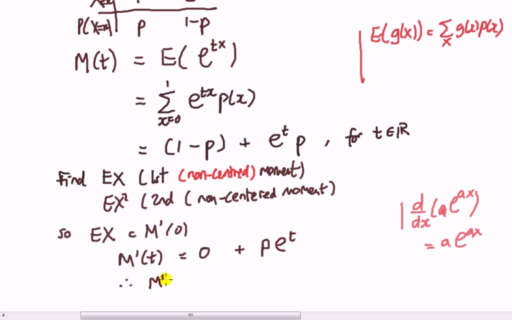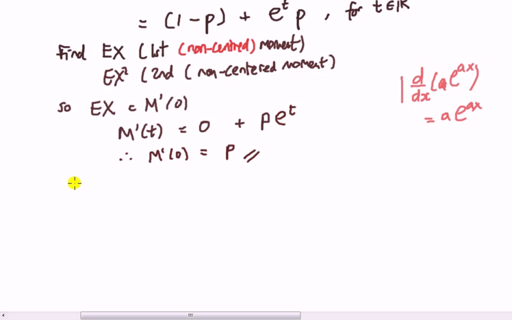Therefore, my expected value of X, which is equal to this guy, is this thing at t equals 0. Well, that's simply going to be p times 1, because it's e to the 0, which is 1. Okay, so done.